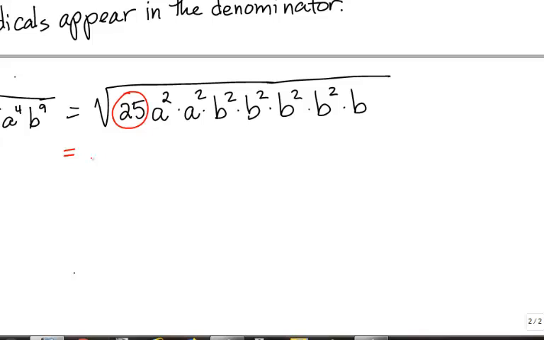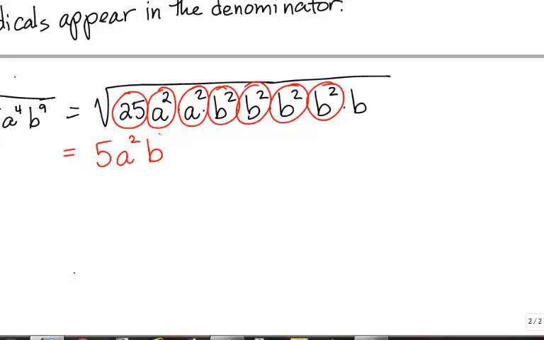Square root of 25, 5. Out of this I can take out an a, and an a would be a squared. So really, when you're taking them out, you're actually multiplying them. Out of this you could take a b, b, b, b, so b to the 4th, and I still have a square root of b left.